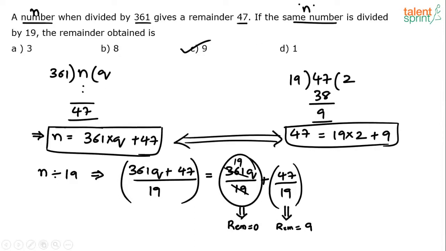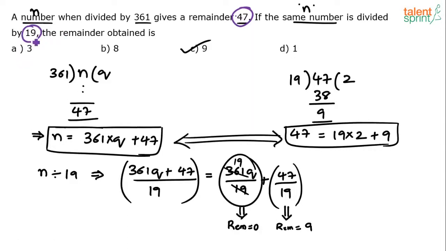Now do you have to do all this in the exam? Not really. All that is required in the exam is simple. If you have solved 1 or 2 such questions, you would know the idea. See, he says the number when divided by 361 gives you some remainder. Now the same number is divided by some other divisor. So what is the remainder? All you have to do is take the remainder 47 and divide that remainder by the new divisor.